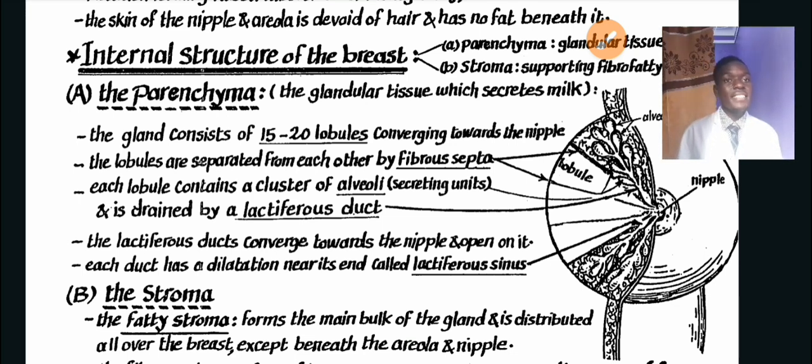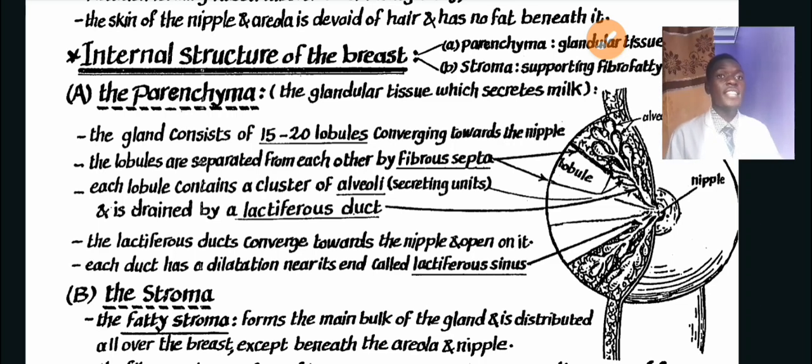Now, the lactiferous ducts converge towards the nipple and open on it. Each duct has a dilation. Actually, as they move towards the nipple, they dilate, forming a lactiferous sinus, which stores milk for some time. Actually, this explains why milk can easily flow out of the nipple, even when the baby is not breastfeeding.